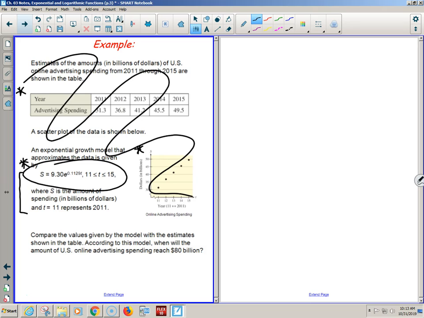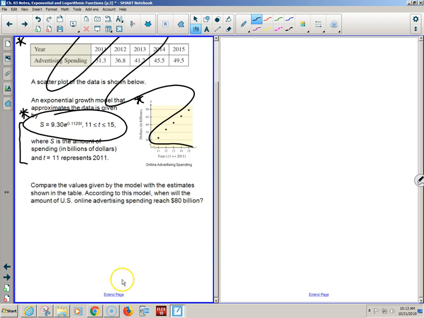Huh, sweet. Online advertising spending equation: S, spending in billions; T, years from 2000. I don't like the way they do it. Years from 2000, much more precise. So what are they actually asking? Can you guys read that bottom part? Compare the value by the model with the estimates shown in the table. Okay, so table is here, model is here, the equation. Remember, compare.